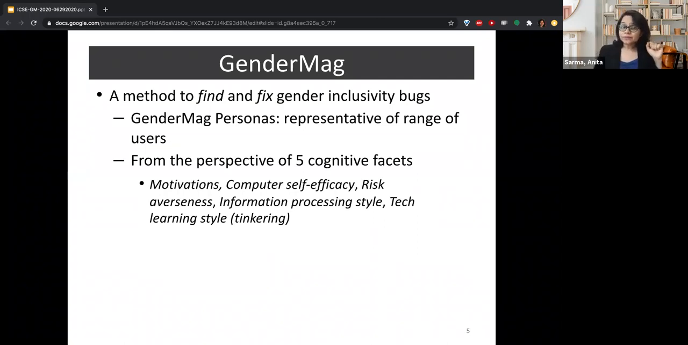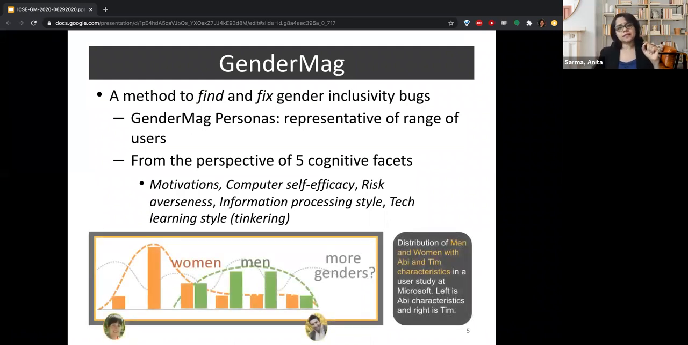For example, a cognitive facet about learning style would be Abby's, who like to learn through process-oriented mechanisms, whereas the Tims like to learn by tinkering around. We chose these 5 facets because empirical studies have shown that individual differences in how people problem solve tend to cluster by gender.